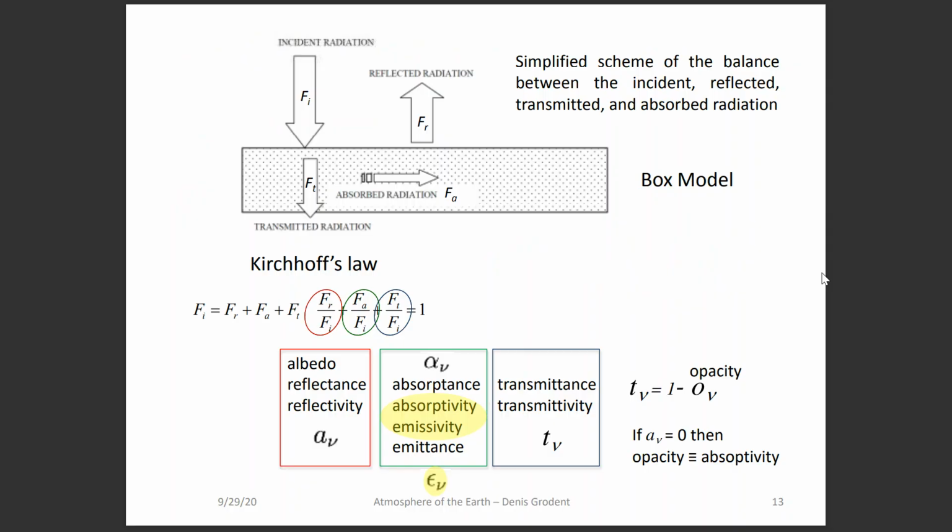So this is a visual view of the balance between the incident, reflected, transmitted, and absorbed radiation. So we have Fi that leads to Ft plus Fa plus Fr. It needs to be equal to 1. Note that when the albedo is equal to 0, the opacity is equal to the absorptivity.